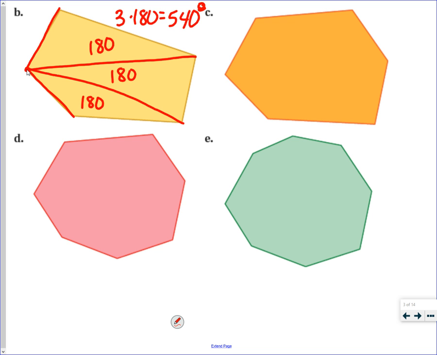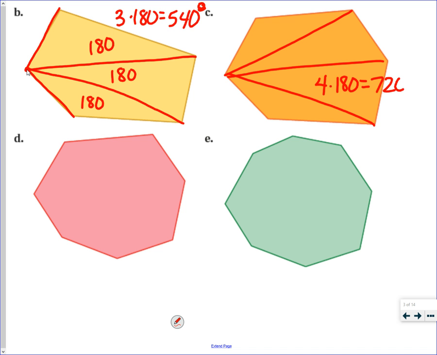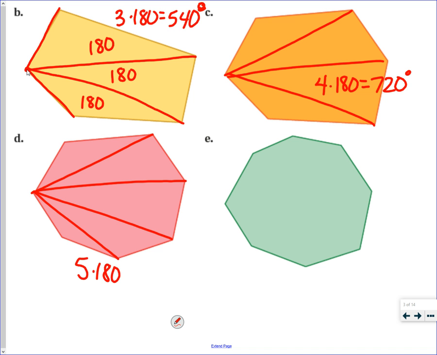Letter C, this is a hexagon. I've got 6 sides. If I draw my triangles, I'm going to get 4 triangles, and each triangle, again, has 180 degrees. So I could just do 4 times 180 should be 720 degrees. Letter D, this one has 1, 2, 3, 4, 5, 6, 7 sides, so it's a heptagon. And if I draw my diagonals, this time I get 5 triangles. So 5 times 180, that's going to be 900 degrees.